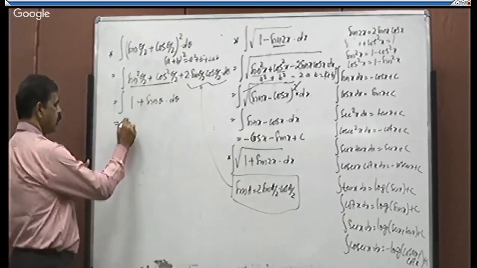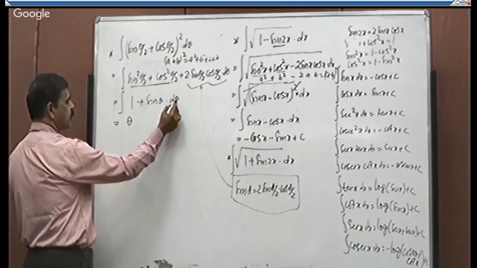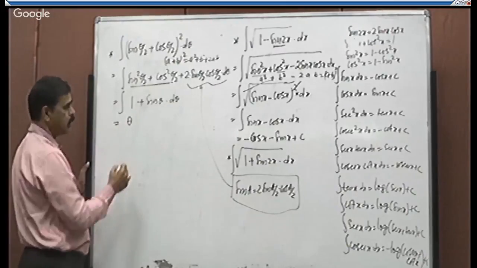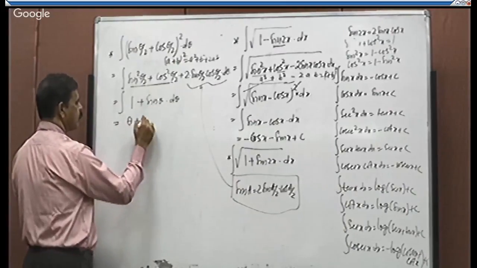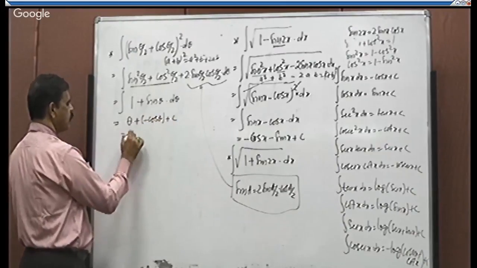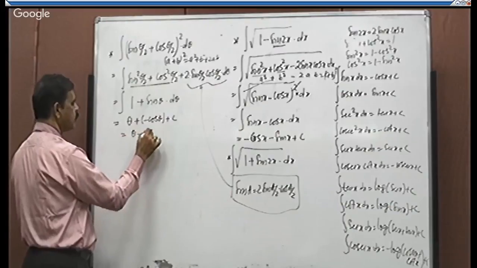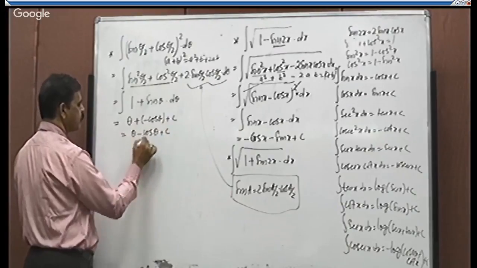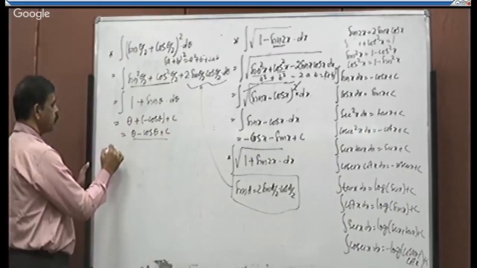Integration of 1 is what? Theta. We are integrating with respect to theta. Therefore, take theta. Integration of sin is what? Minus cos theta plus c, which is equal to theta minus cos theta plus c.